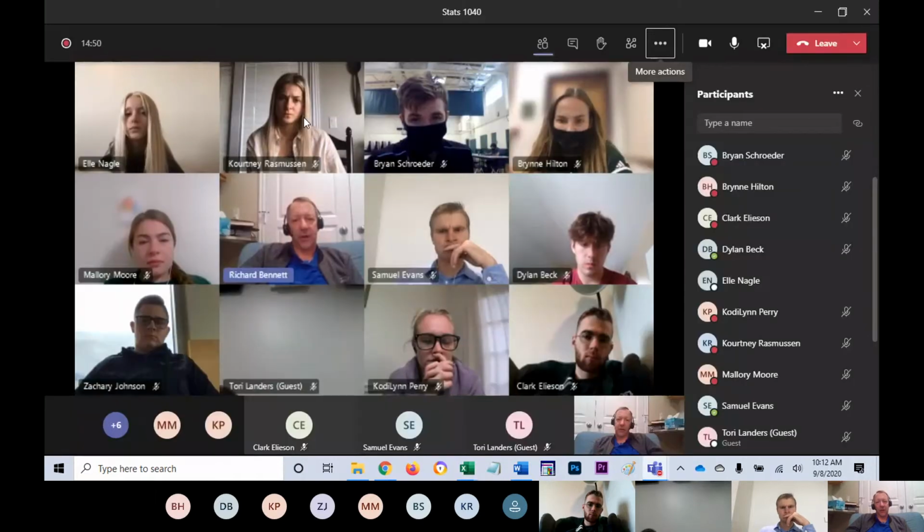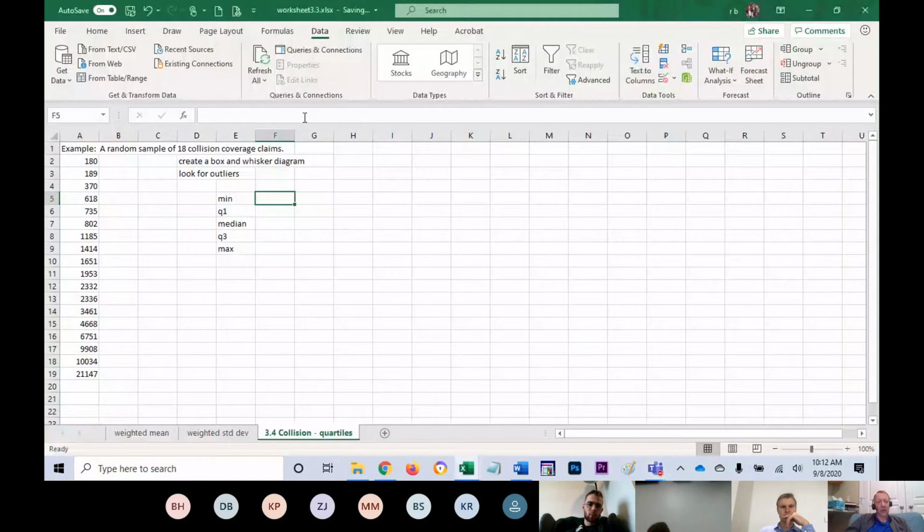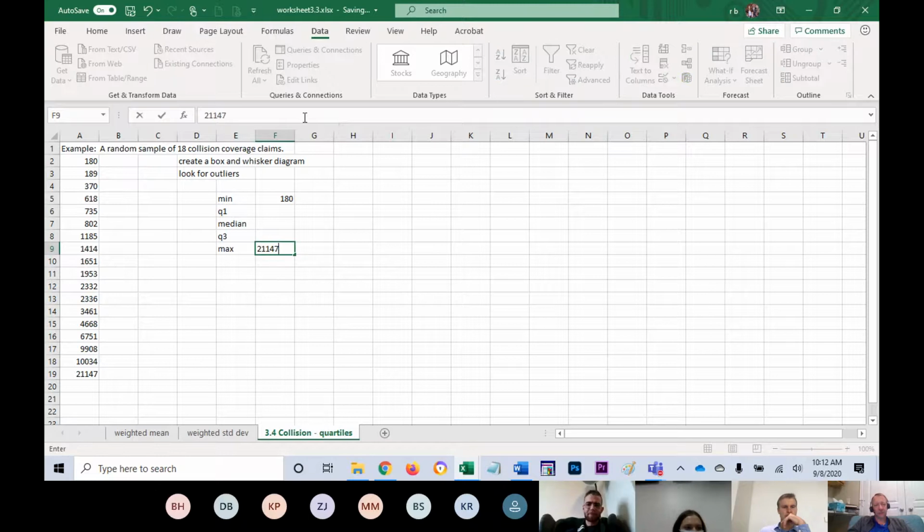So let's see here. Who can help me? How about Clark? Can you help me find the minimum and the maximum? Yeah, the minimum would be 180. Okay. And the maximum would be 21,147. Okay. And then since those were easy, can you help me find the median?